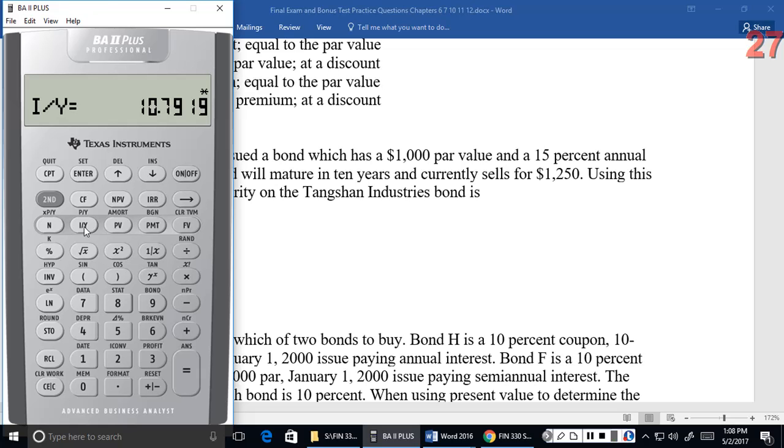So this means if you pay $12.50 for this bond today, hold it 10 years until maturity, you're going to make 10.79% per year. That is your percentage yield to maturity. So did everybody come up with 10.79%?